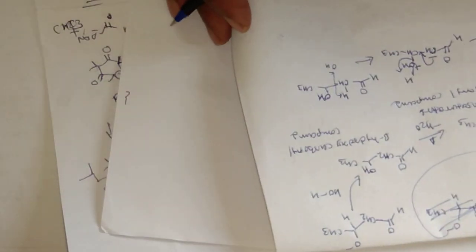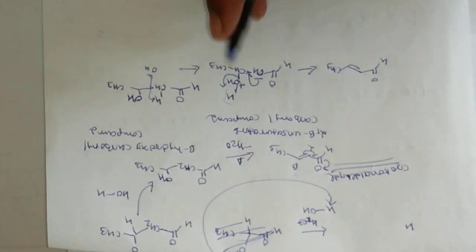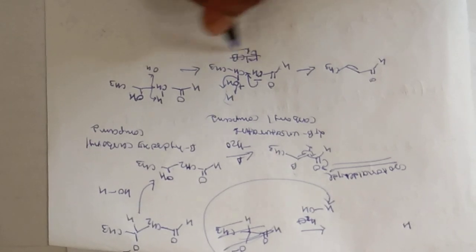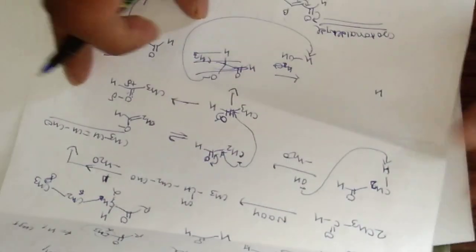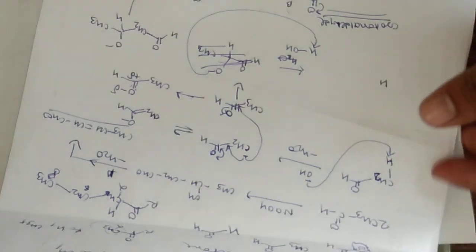Alpha beta unsaturated carbon-carbon double bond. So which mechanism is this called? E1CB. E1CB mechanism. Many times the examiner will ask: dehydration in the aldol condensation reaction follows which mechanism? So the answer is E1CB mechanism.